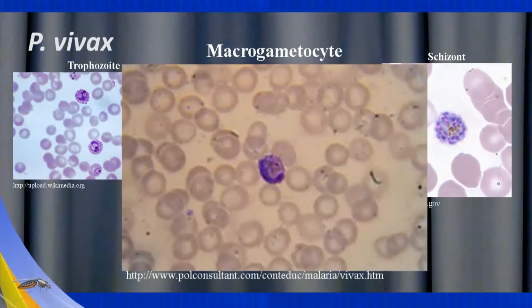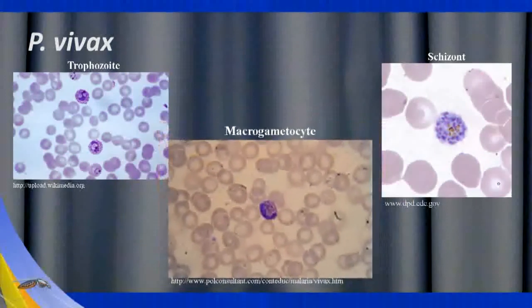The lower picture shows a gametocyte, or sexual cell, which is round. This is a female gametocyte, which is slightly larger than male gametocytes.